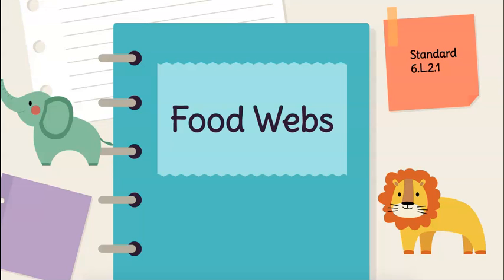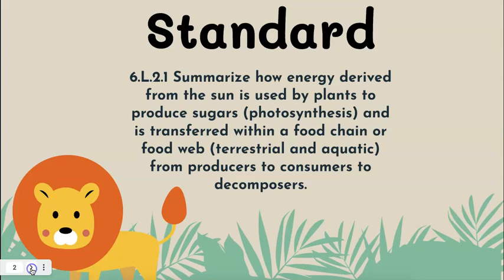In this video, we are going to be talking about food webs. This is standard 6.L.2.1. This standard is on summarizing how energy derived from the sun is used by plants to produce sugars through the process of photosynthesis and how it's transferred within a food chain or food web, both terrestrial on land and aquatic, meaning in the water, from producers to consumers to decomposers.